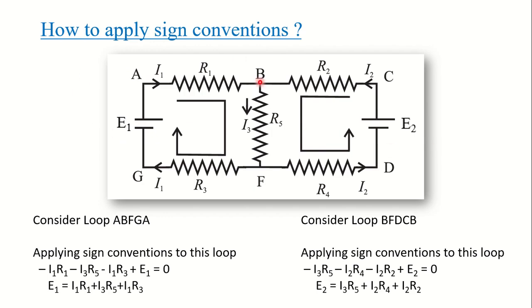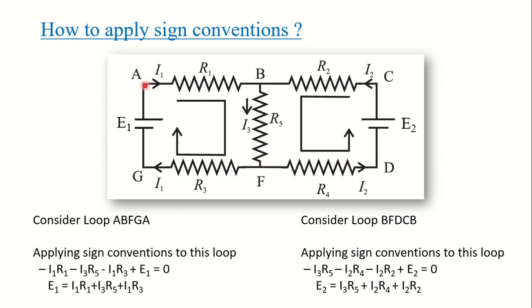We will try to understand how to apply the sign conventions. So here we are taking a loop starting from A, moving towards B, F, G and A. So this forms one loop, A, B, F, G, A. This is a loop. As we have previously seen, a loop starts from one point and ends at the same point. So this is a loop A, B, F, G, A.